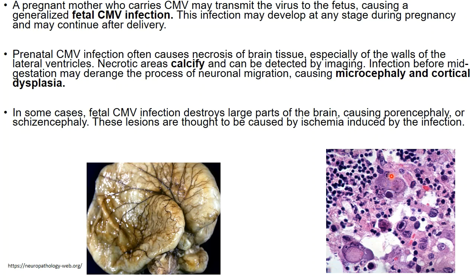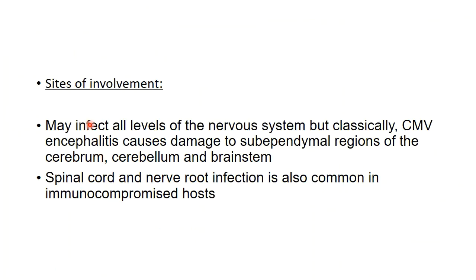Okay, so this is a characteristic microscopic picture of a cytomegalovirus with a characteristic intranuclear inclusion and a lymphoplasmacytic infiltrate noted in the background. Now, the sites of predilection may infect all levels of the central nervous system, but classically CMV often causes damage to the subependymal region of the cerebrum, cerebellum, and brainstem. Note the subependymal regions of the cerebrum, cerebellum, and the brainstem. Spinal cord and nerve root infection is also common in immunocompromised individuals.